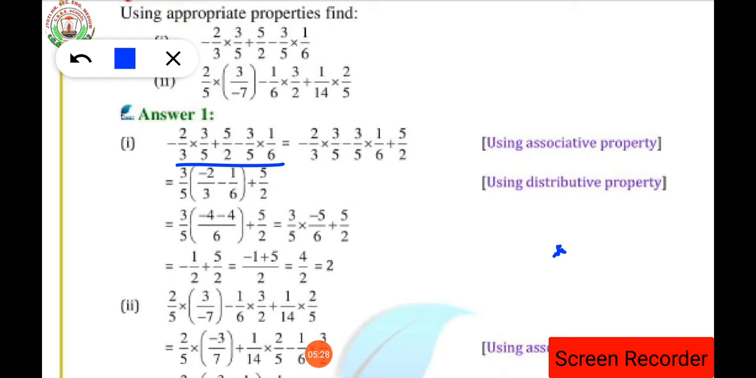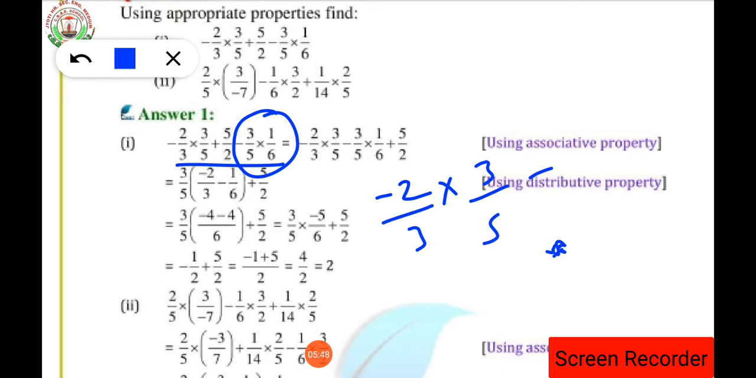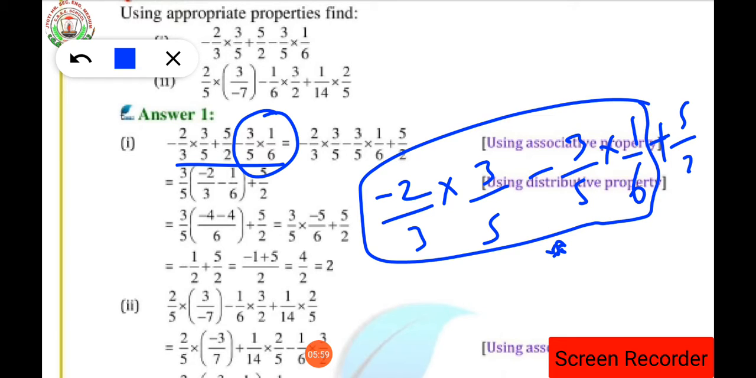So what we are going to do over here: minus 2 by 3 into 3 by 5 plus 5 by 2 minus 3 by 5 into 1 by 6. Minus 2 by 3 into 3 by 5 as it is, then the last two numbers we are going to write over here, so minus 3 by 5 into 1 by 6. Then what number is left? That is plus 5 by 2. So dear student, these numbers we have to write first.